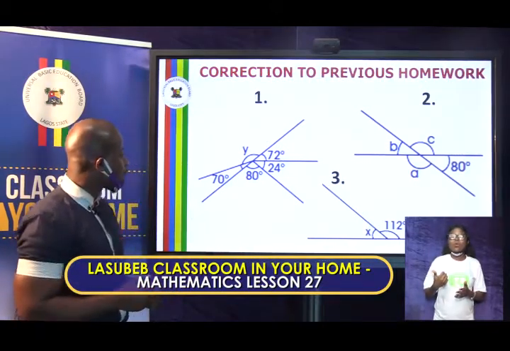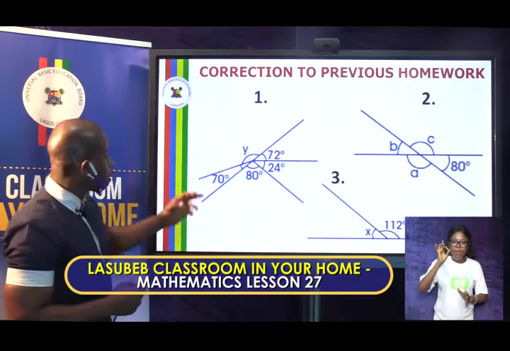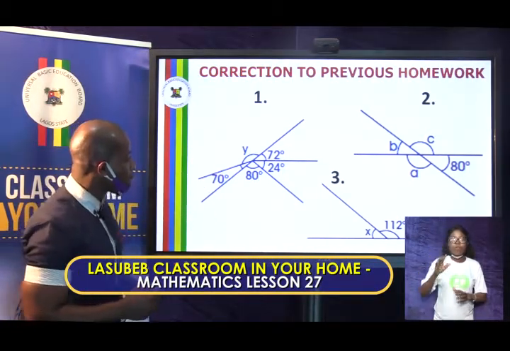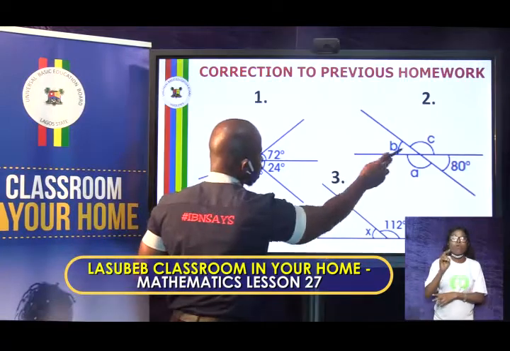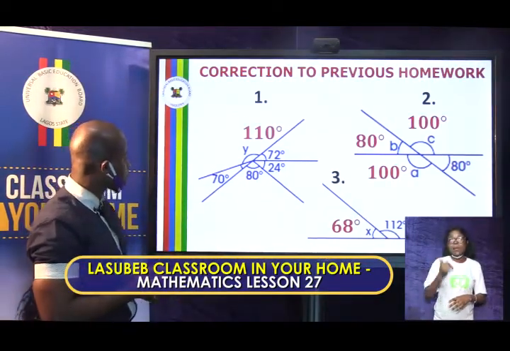You were asked to find the labeled angle. Here you were asked to find the value for y. Here you were to find a, b, and c. I'll just let the answers pop up and we'll say y.